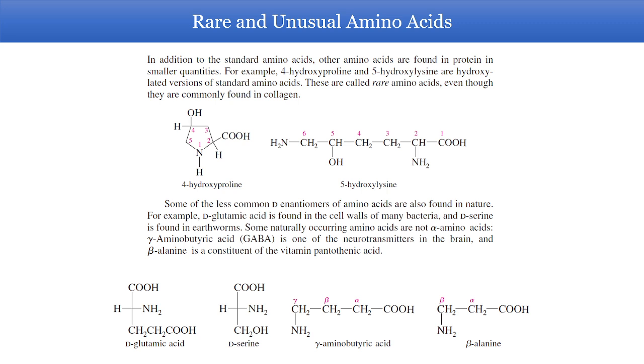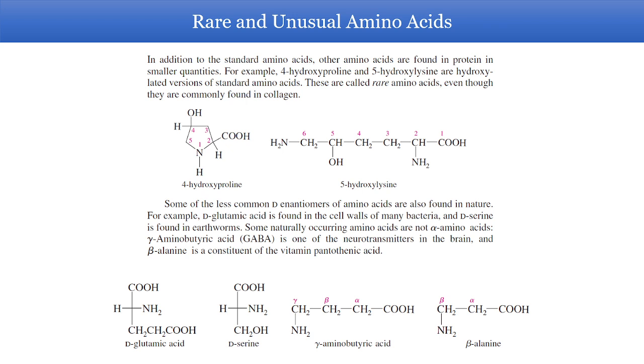You can also get a few rare and unusual amino acids that are generated by post-translational modifications, as I was speaking about. So you have a different form of proline and lysine over here: 4-hydroxyproline and 5-hydroxylysine. In addition to the standard amino acids, other amino acids are found in proteins in smaller quantities. These are called the rare amino acids, even though they are commonly found in collagen.